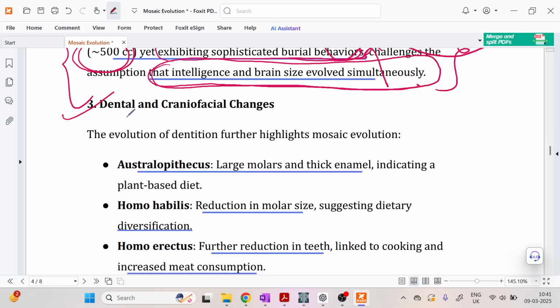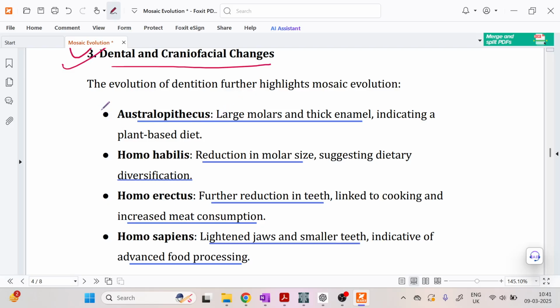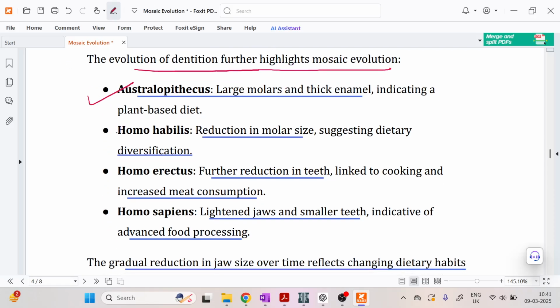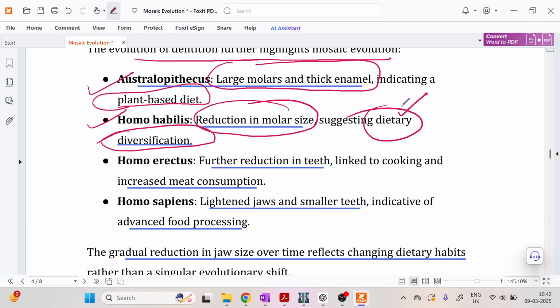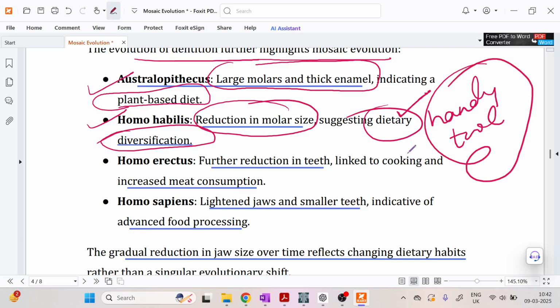Now, third example, dental and craniofacial changes. The evolution of dentition further highlights mosaic evolution. Australopithecus had large molars and thick enamel, which indicates a plant-based diet, whereas in Homo habilis, the molar size got reduced, which suggested dietary diversification. And dietary diversification was again one of our handy tools against the selective pressure that helped in the survival of our hominin stock.